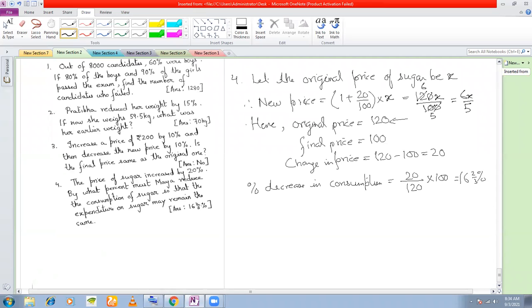So now you see that the price has increased. So now what should be the original price here? 6x by 5, right? And what should be the final price? x. So what is the change here? Right? Understood? So what is the percentage decrease now?